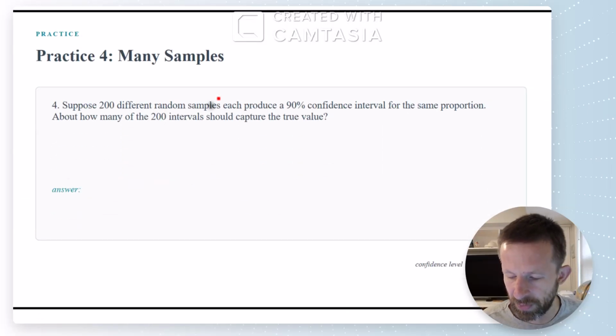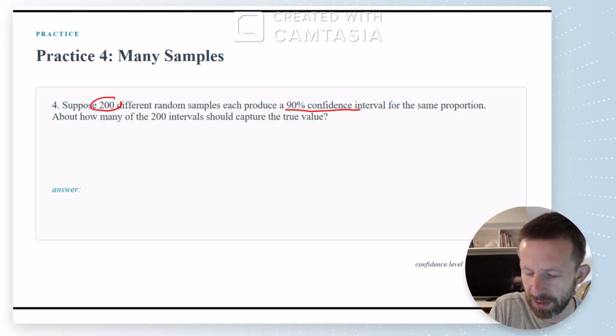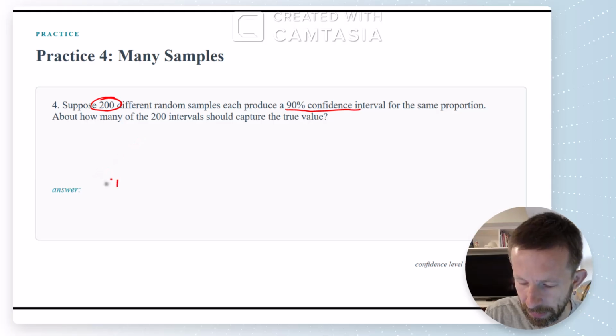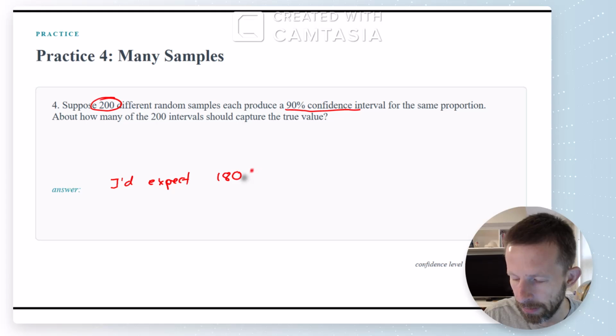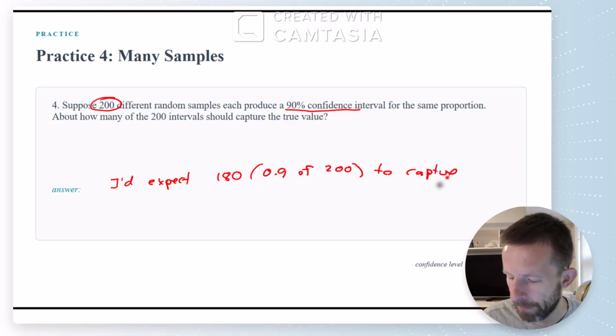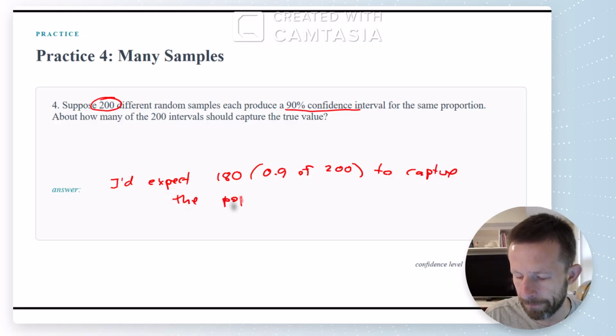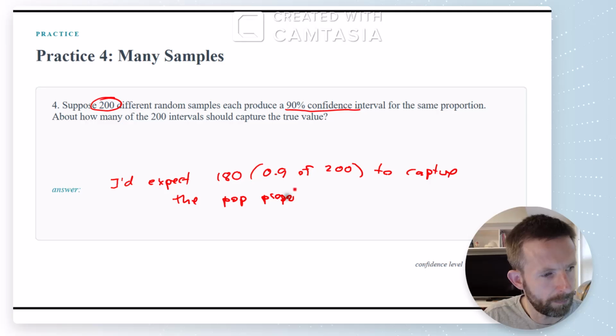Many samples: suppose 200 different random samples each produce a 90% confidence interval for the same proportion. How many of those 200 intervals should capture the true value? All right, so if I have a 90% confidence interval and I have 200 different samples, I'd expect 180, which is 90% of 200, to capture the population proportion.